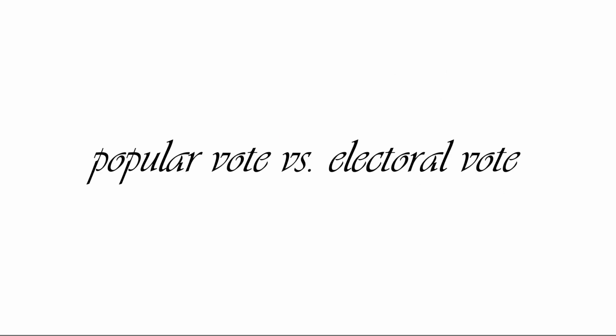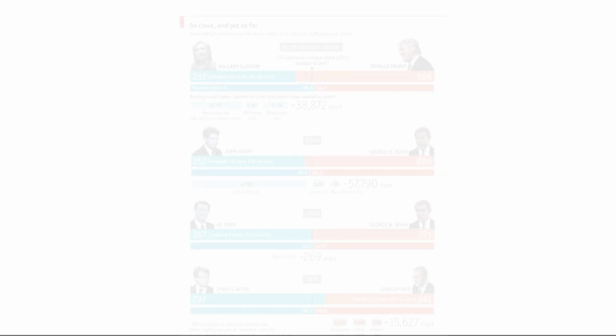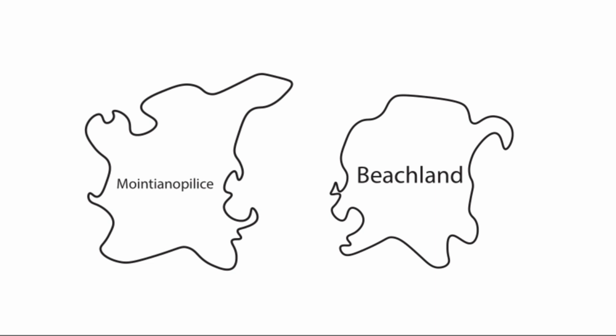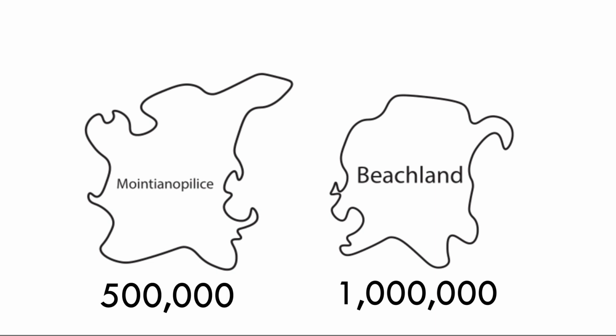Next, popular vote versus electoral vote. There's been many instances where the candidate who won the popular vote lost the electoral vote. 5, actually. Imagine there are only 2 states, Beachland and Mountainopolis. Beachland has 1 million voters and 10 electoral votes, but Mountainopolis only has 500,000 people and 5 votes.